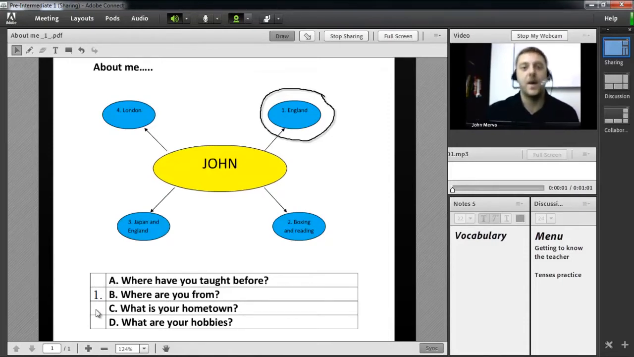In the pairs that your teacher has put you in, I would like you now to take just a few moments and match the rest of the information. 2, boxing and reading. 3, Japan and England. 4, London, with the questions A, where have you taught before? C, where is your hometown? And D, what are your hobbies?